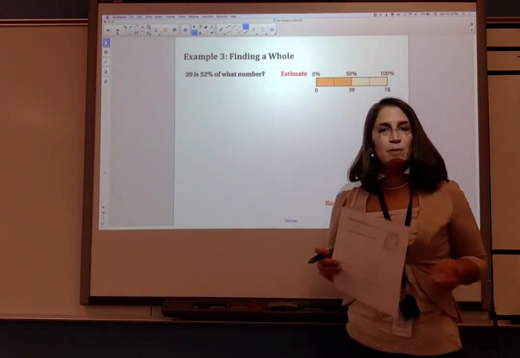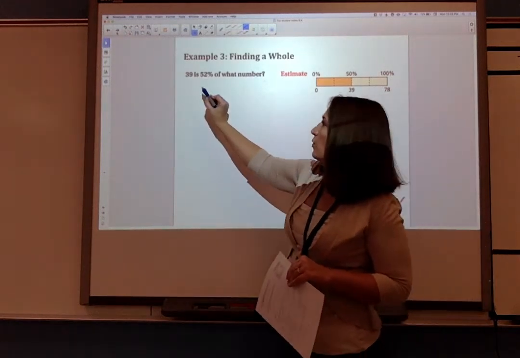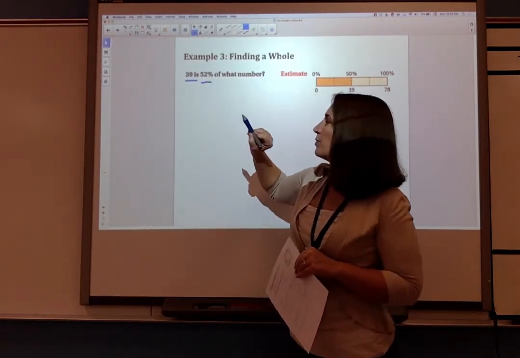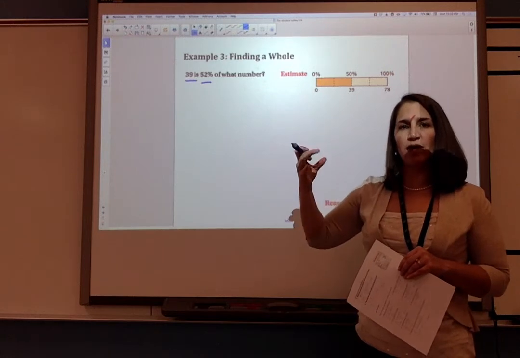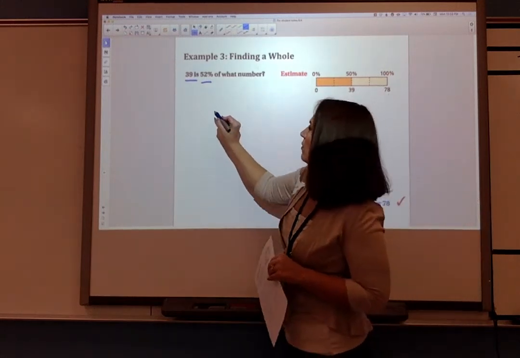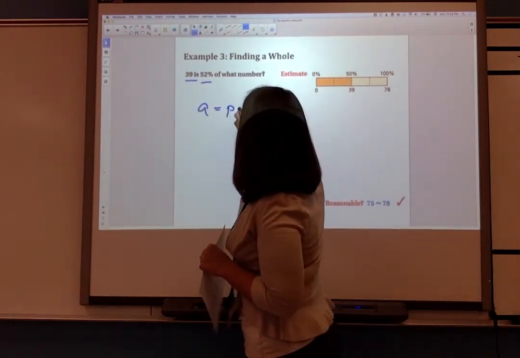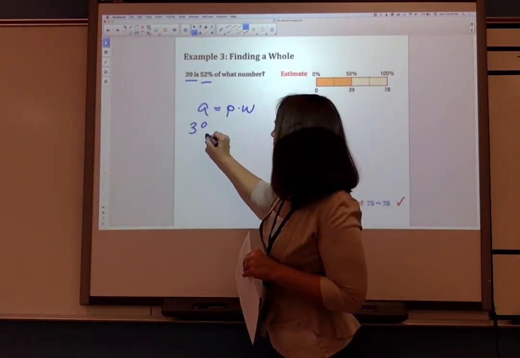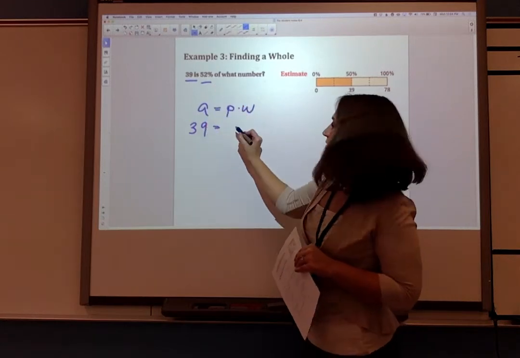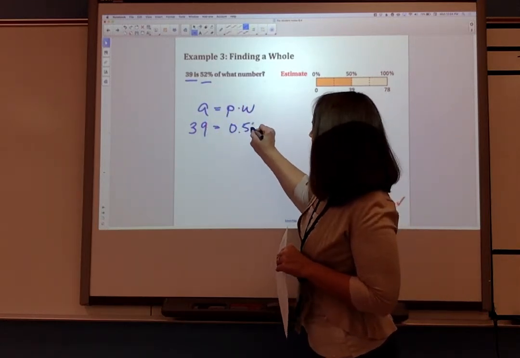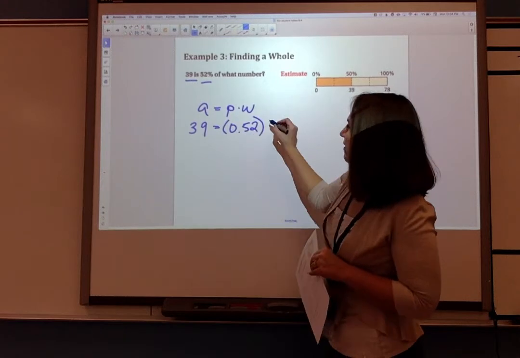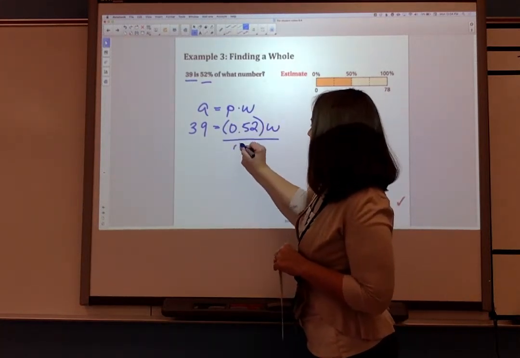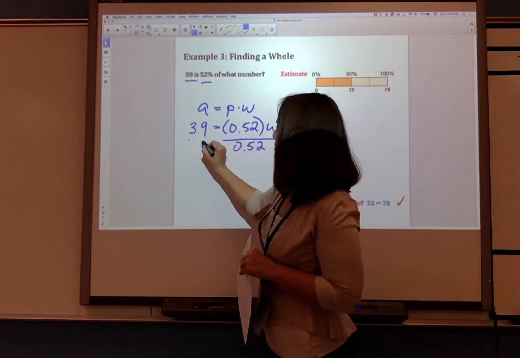In this next example, we're finding the whole. So 39 is, that tells us that's the part. 52% of what number? Of the whole. So we have A equals P times W. 39 is the part. 52%, we're going to write as 0.52. And then we're looking for the whole. So we're going to divide both sides by 0.52.